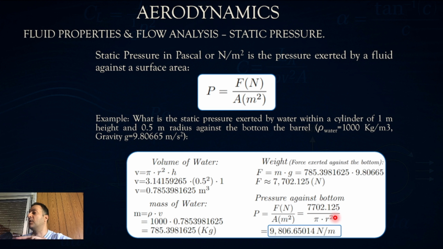Finally, the pressure against the bottom is P equals F over A, or the weight over A, which equals 7,702.125 divided by pi r squared. That's the same value here because the volume was multiplied, the surface was multiplied by 1. That gives you 9,806.65 Newtons per square meter, or Pascals.